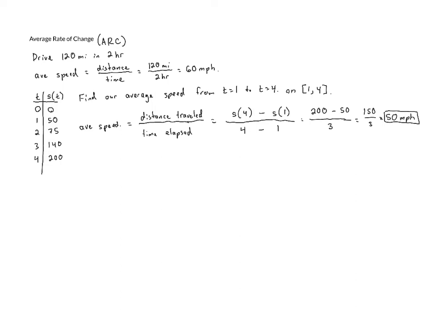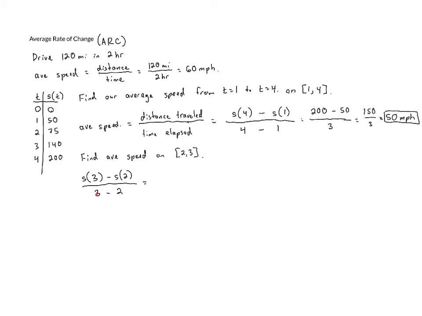Let's do the same thing, but let's look between hours 2 and 3. So let's find the average speed on the interval from 2 to 3. So again, to do this, we need to find the change in the distance, which is represented by s of 3 minus s of 2, over the amount of time that's elapsed, the change in time, which is going to be our ending time minus our starting time, so 3 minus 2.